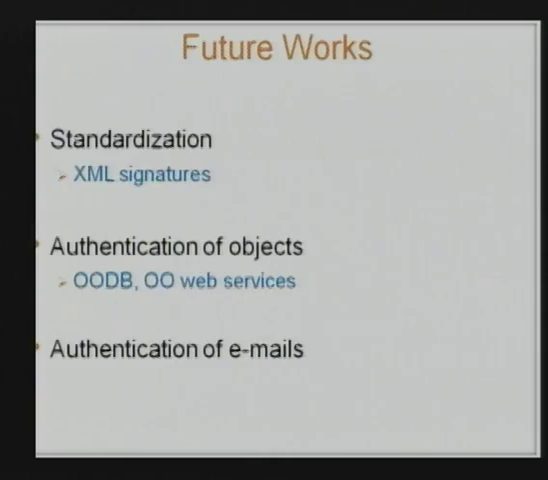Future work includes pushing this scheme for XML, for the standardization of XML signatures. We also have work on authentication of objects. An object is an object graph, and in web services you have to share objects, so how do you authenticate objects? And we have ongoing work on authentication of emails.